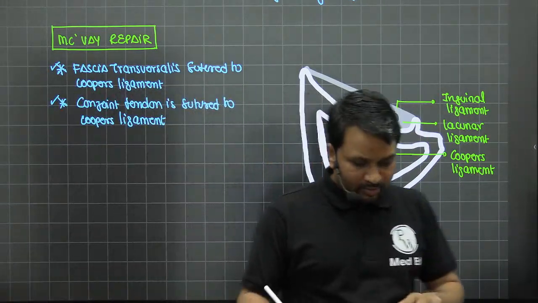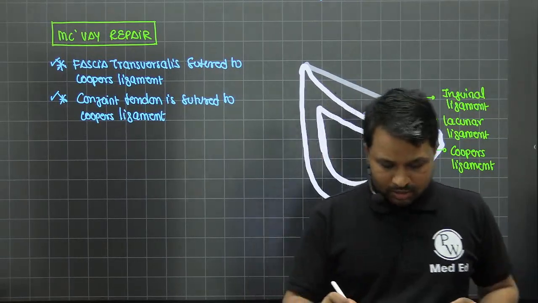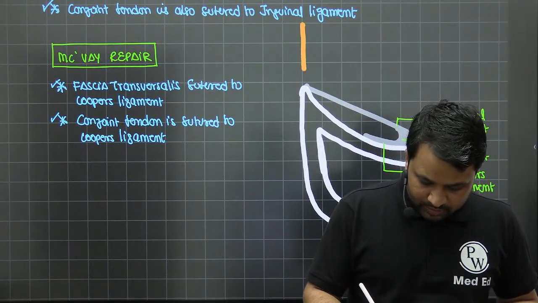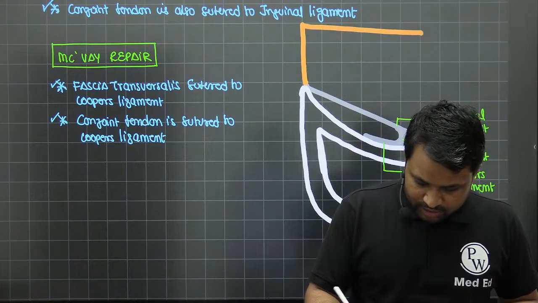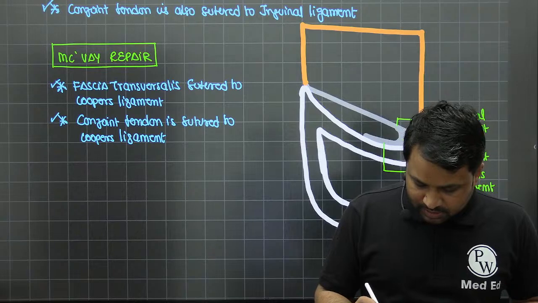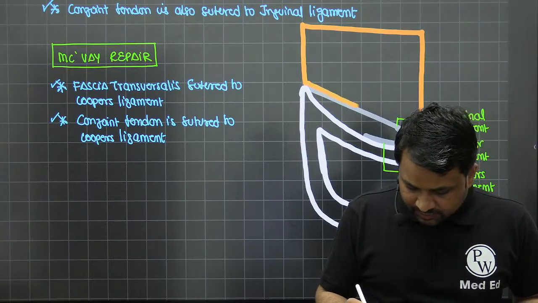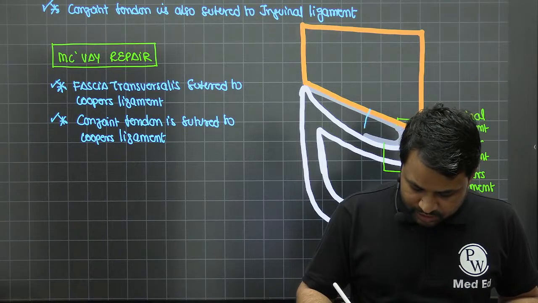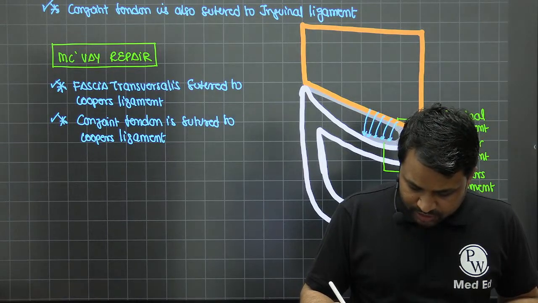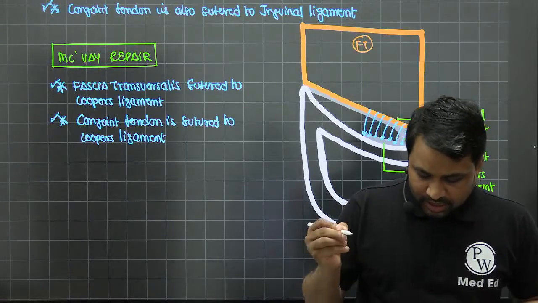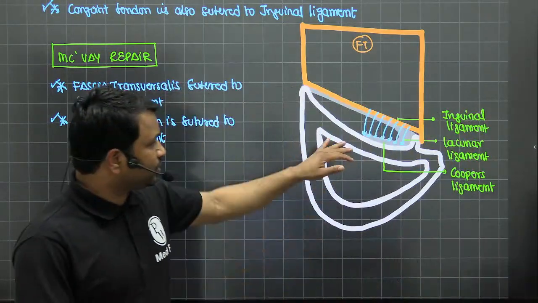Now in McVay repair, what are you doing? You are doing the fascia transfer. So the most layer that I have just shown, we take the fascia transfer. I'm suturing the fascia transversalis to the Cooper's ligament.